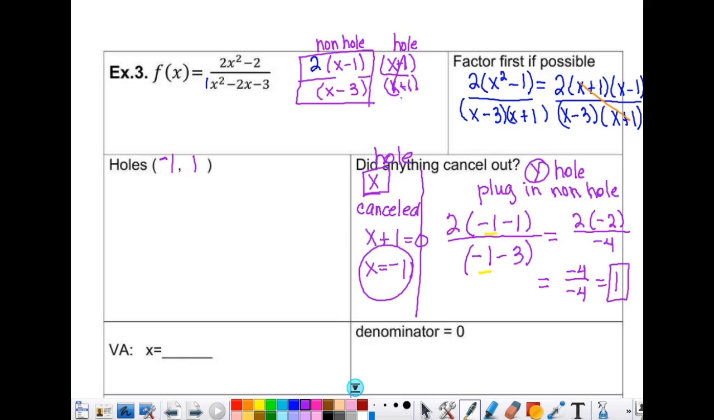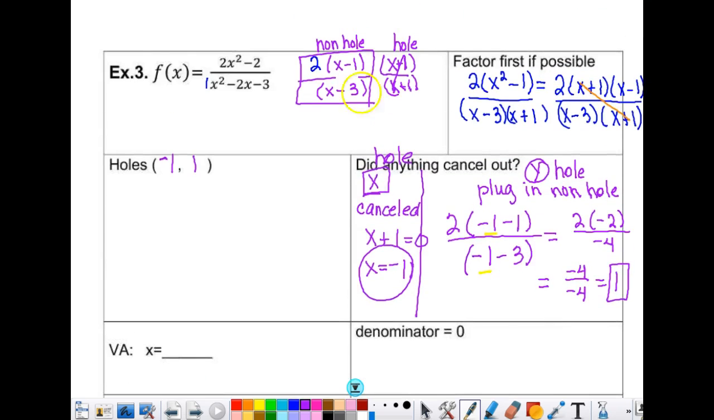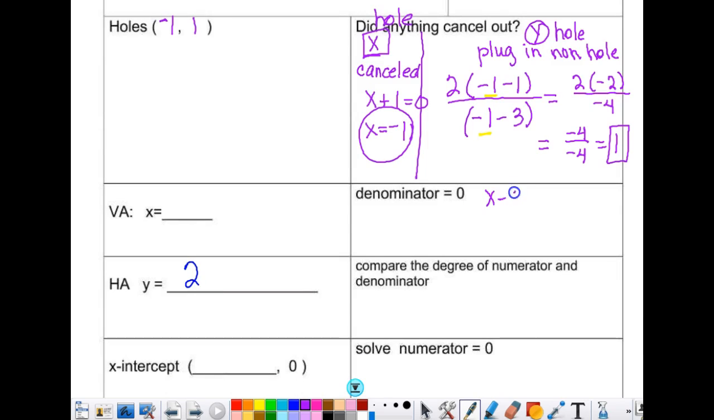So let's just do the vertical asymptote, just like yesterday. How do you find the vertical asymptote? Set the denominator equal to 0. It says that on that little strip of paper you have. So you go back up here, you just use x minus 3. So x minus 3 equals 0. So what is x? 3.